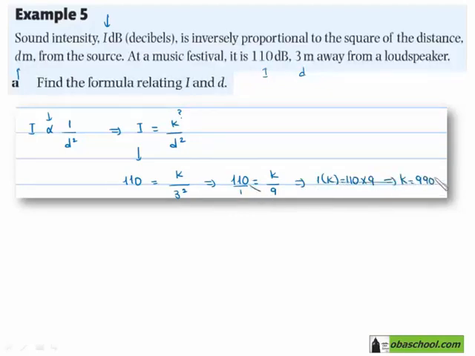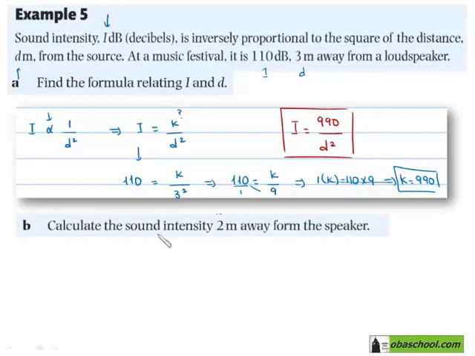Multiply both sides of the equal in order to isolate k. So k is equal to 990. So I equal 990 over d squared. That is the formula that relates I and d.